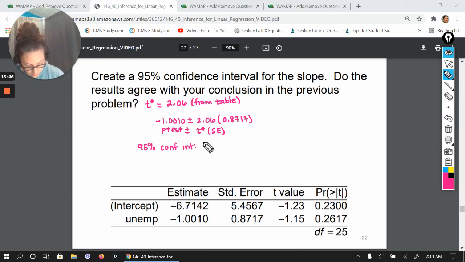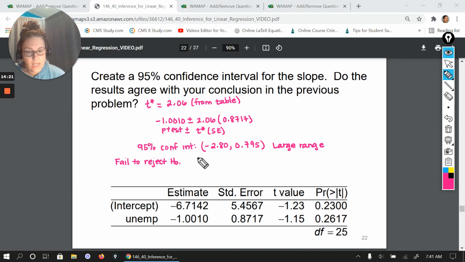So when we use the minus sign in that formula and calculate that out, we should get a value of about -2.80. When we use the plus sign in that formula and calculate it out, we get about 0.795. So this is a very large range of values. So, in other words, we would fail to reject the null hypothesis. Again, that matches our conclusion last time.